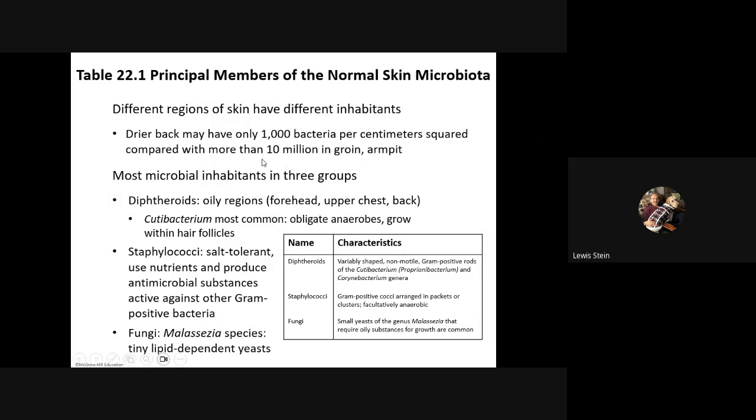In all of these types of areas, look at the numbers, they're staggering. How many orders of the power of 10? 1,000 is 10 to the third. 10 million is 10 to the seventh. That's 4 orders of exponential magnitude, powers of 10. That's a big deal. These are some of the things you might have seen if you did little skin samples and did them in the lab.